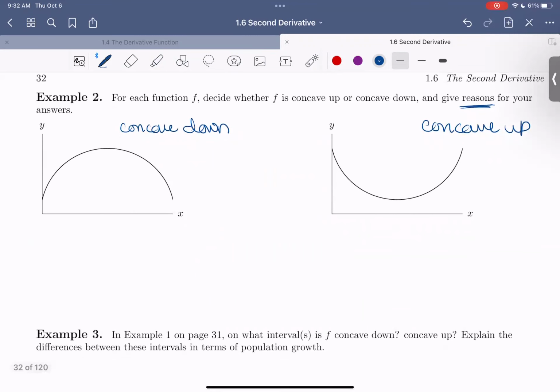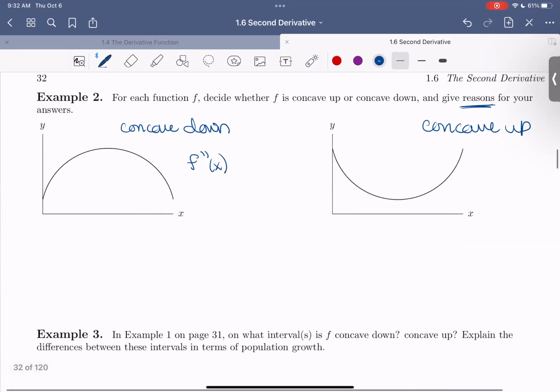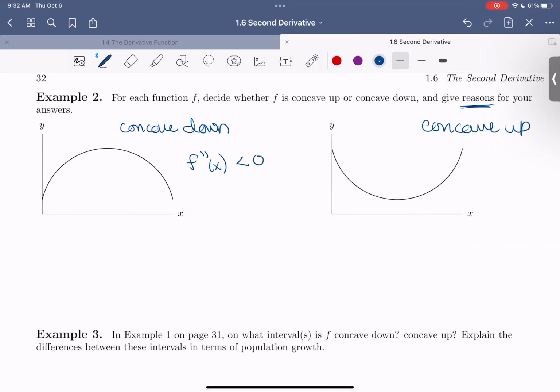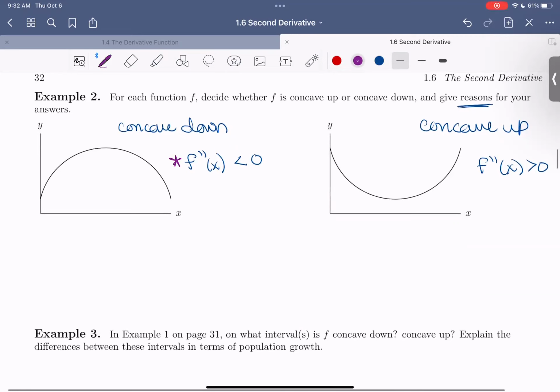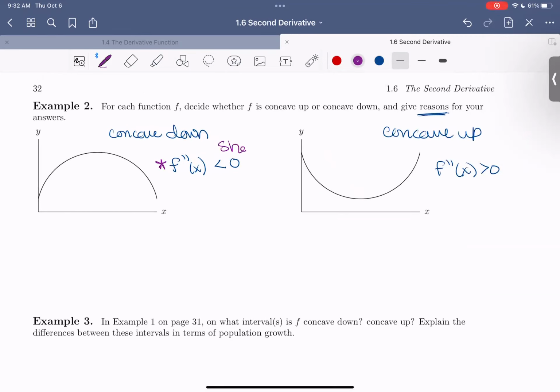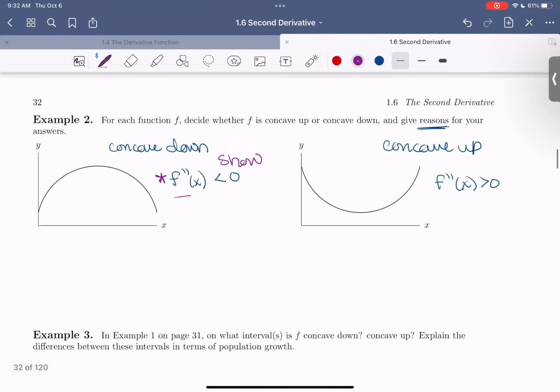In order for a graph to be concave down, what would that mean about its second derivative? The second derivative would have to be negative. In order for a graph to be concave up, its second derivative would have to be positive. So let's justify that that is in fact the case. We want to show that the second derivative of x is less than 0 here.